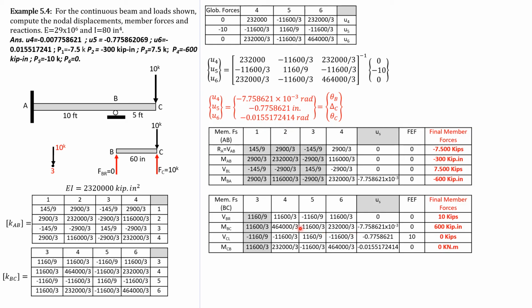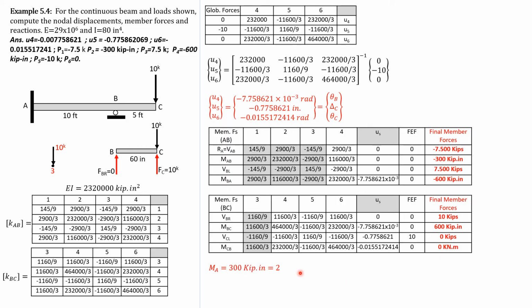Then for the second row, 464,000 over 3 times negative 7.758621 times 10 to the negative 3 plus the quantity negative 11,600 over 3 times negative 0.7758621, then plus 232,000 over 3 times negative 0.01551724 plus 6 and 4 equals, we get 600 kip-inch. Then you just continue the rest and verify these answers.